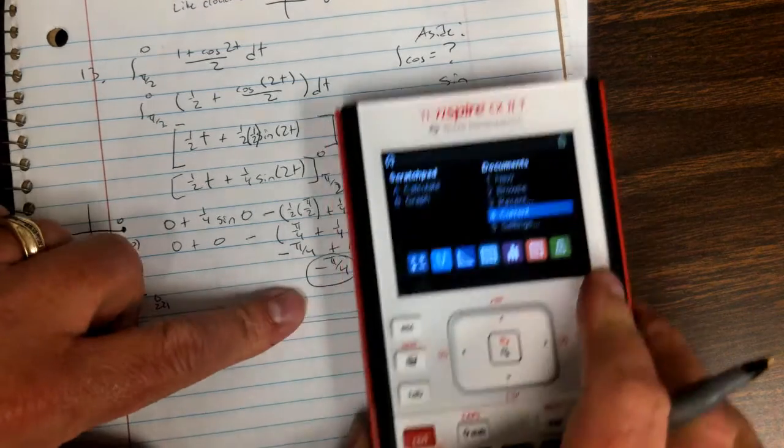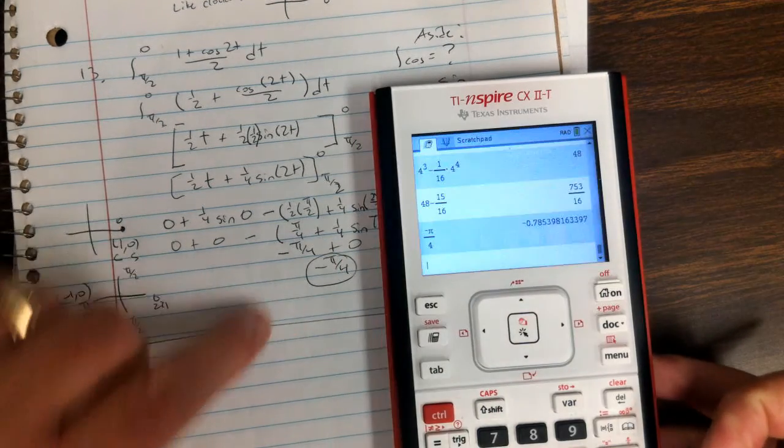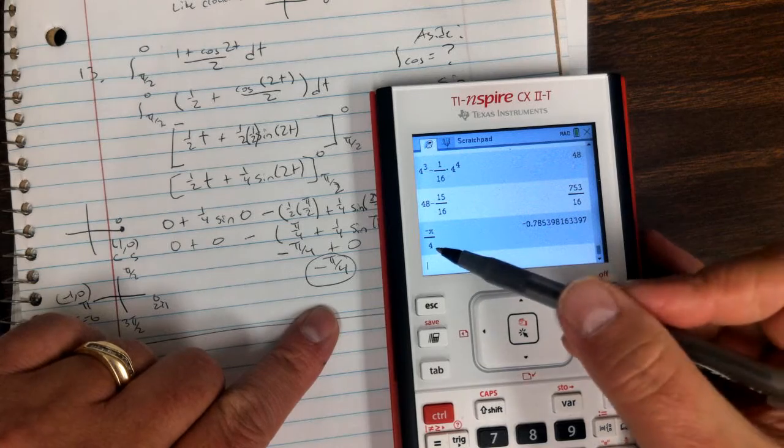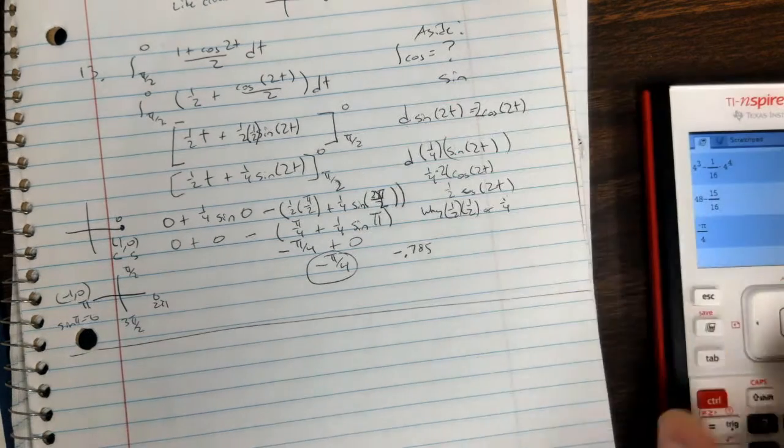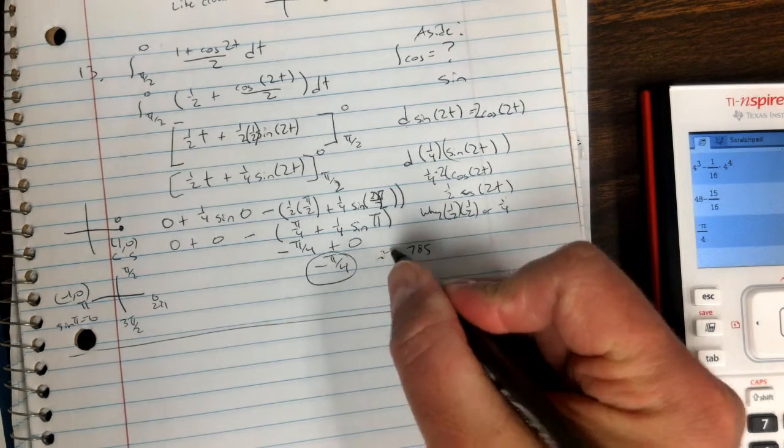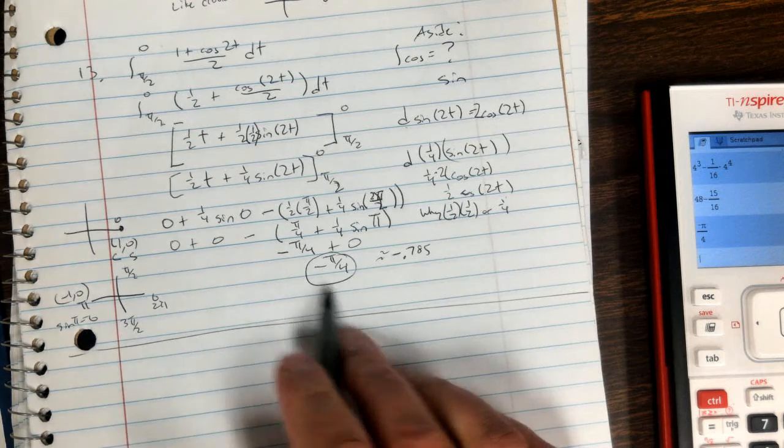Now, if you want to check your answer, negative pi fourths is negative 0.785. But in this problem, it wants it in terms of pi.